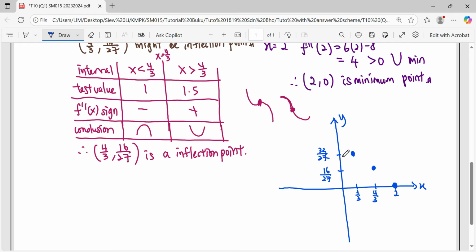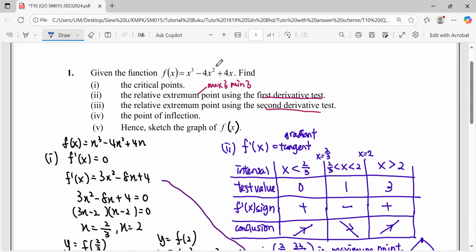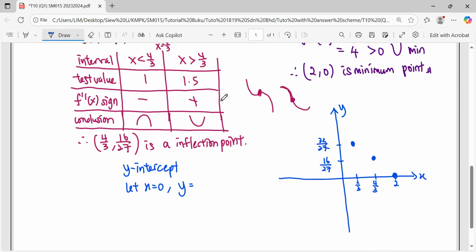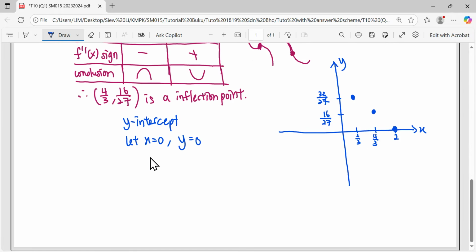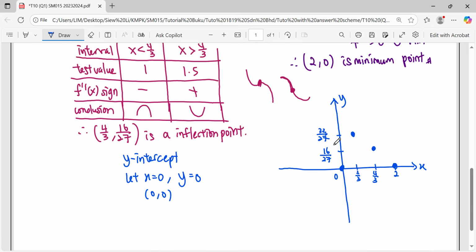Our graph also touches the y-axis, which means I need to find the y-intercept. Let x equal 0. Put it into our function: you will notice that it equals 0. So 0, 0 is your intersection point here. With all of the points plotted, now we can start drawing.